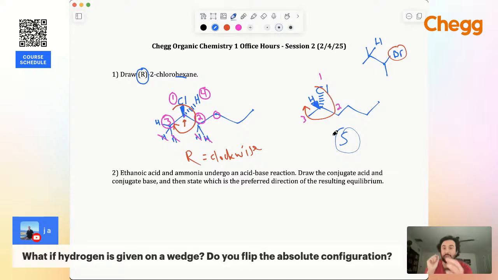So the thing is that switching any two groups on a chiral center inverts that chiral center. So we can take the chlorine and the hydrogen and pretend they're the other way, assign R, and then simply invert our answer, right? So we're flipping it to assign it, and then just flip your answer to get S. And so if chlorine is on the dash, in this case, it would be the S configuration.